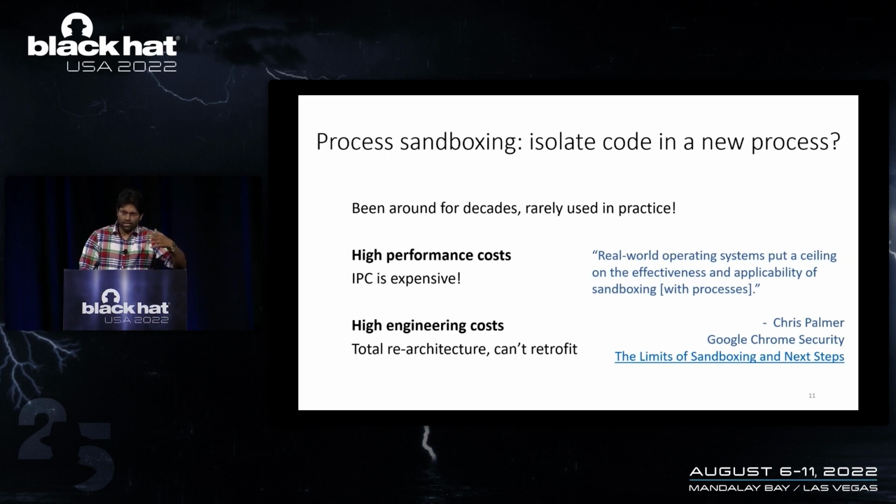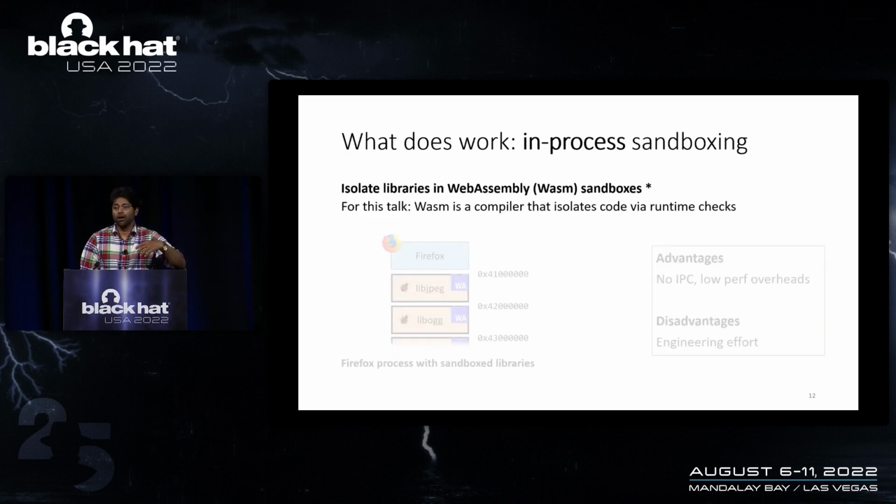And instead, let me talk about a technique we tried that did end up working for us, and this is this idea of in-process sandboxing. So in-process sandboxing, it's a pretty simple idea again, which is we take these libraries that we don't trust, we compile them with WebAssembly to sandbox them, and then we run them in the same process. And for the purpose of this talk, it's sufficient to think of WebAssembly as this compiler that can isolate code using runtime checks.